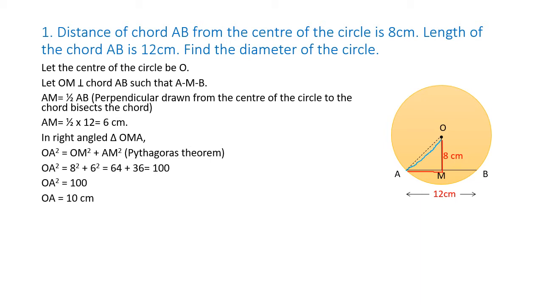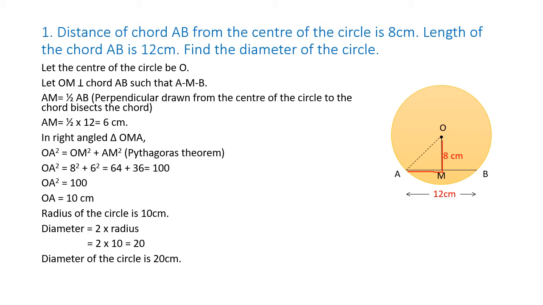Now, after getting this, what will we do? This OA is nothing but the radius of the circle. So the radius of the circle is 10 cm. In the question, I have been told to find out the diameter of the circle. The diameter will be double the radius, so 2 into radius, which is 2 into 10, which is 20. So the diameter of the circle is 20 cm.